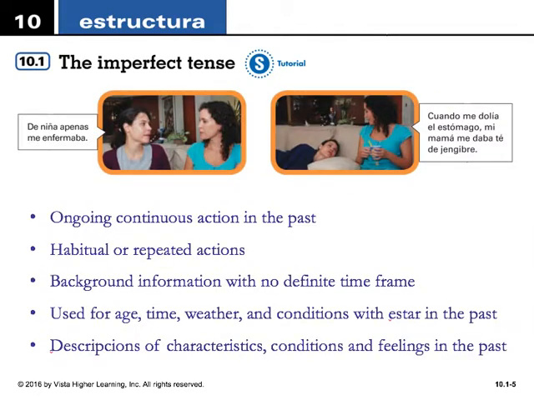The imperfect tense is used for many things in the past. One of them is ongoing continuous actions, or habitual or repeated actions. Also background information with no really definite time frame. For example, de niña apenas me enfermaba. When I was a kid, I rarely got sick. Or also it can be used for age, time, weather, conditions with a start in the past, and also descriptions of characteristics, conditions, and feelings in the past. Cuando me dolía el estómago, mi mamá me daba té de jengibre.